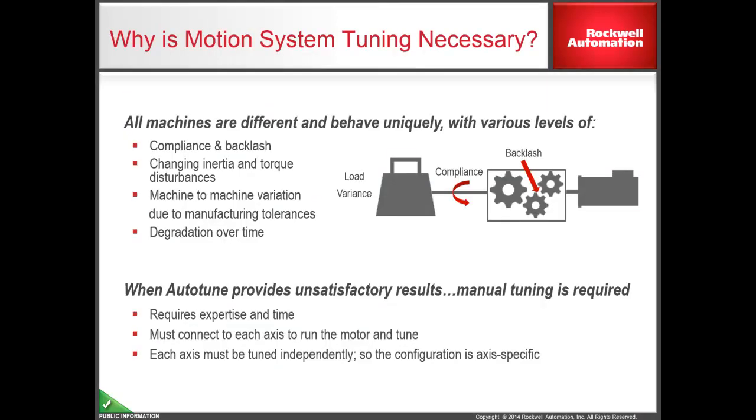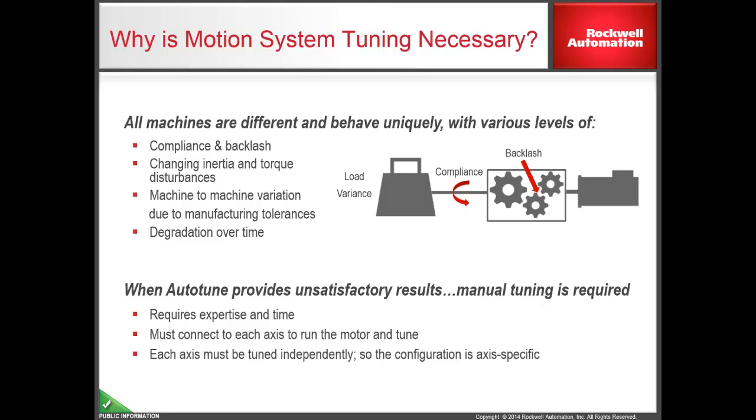So why is motion system tuning necessary? Closed-loop servo systems require settings for the control loop gain and filter values in order to ensure that the load accurately follows the desired input command signal. The process of adjusting and refining the gain and filter configuration is called tuning.